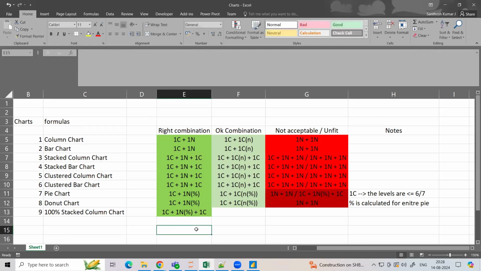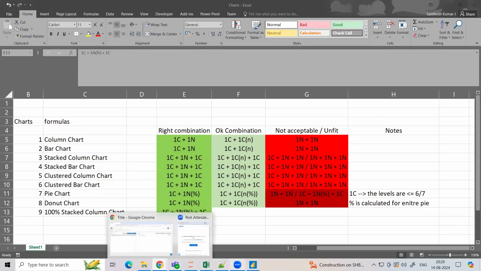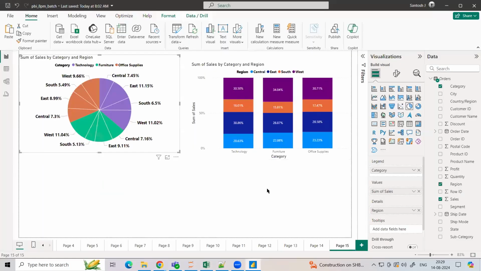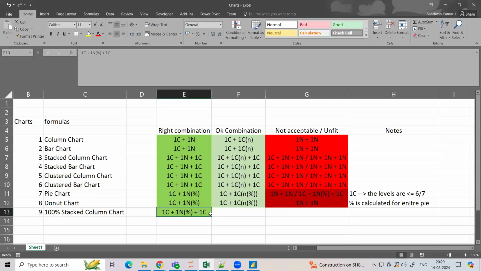What is the difference between the stacked column chart and the 100% stacked chart? Very simple. Two categorical data, one numerical data was there here. Two categorical data, one numerical data. But that numerical data is giving it to you in percentage format. That's the beauty. Now, instead of this numerical, what if I had this?